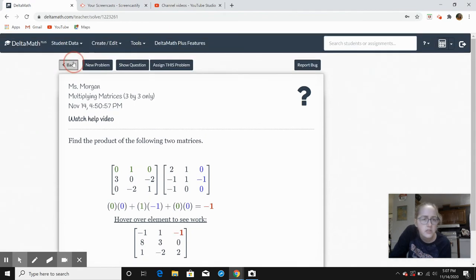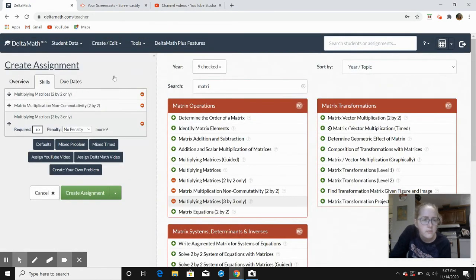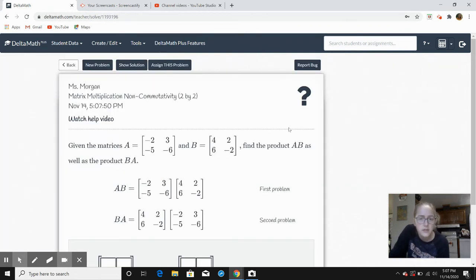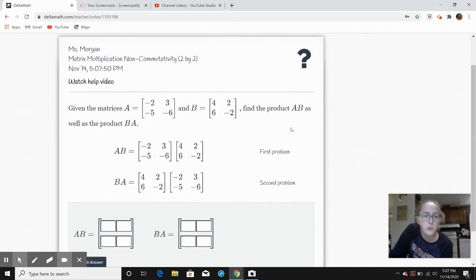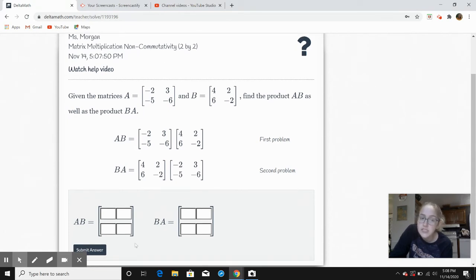So we want to do this. All right. So this problem tells us, given the matrices A equals this and B equals this, we want to find the product of AB as well as the product of BA. Down here it has them labeled. Make sure you are paying attention to your labels. So the first problem is negative 3, negative 2, 3, negative 5, negative 6 times 4, 2, 6, negative 2. The second problem is 4, 2, 6, negative 2, negative 2, 3, negative 5, 6.